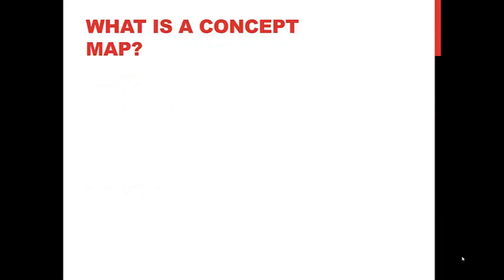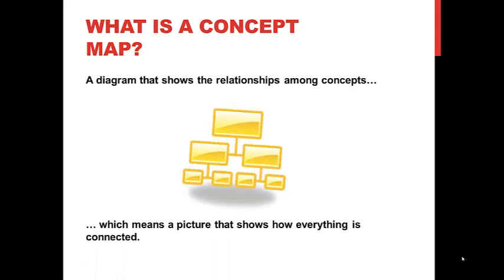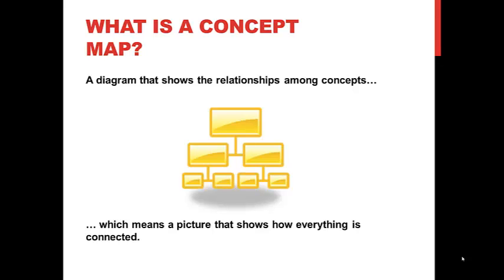First, let's talk about what is a concept map. It's a diagram that shows the relationship among concepts. So, what that really means is that it's a picture that shows how everything is connected.